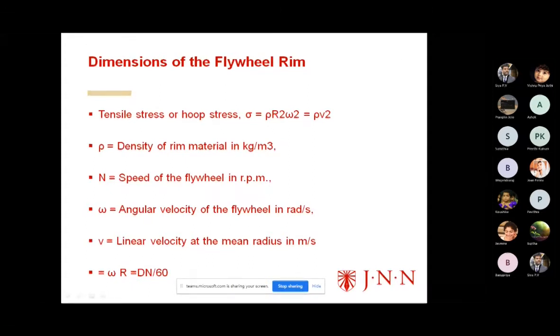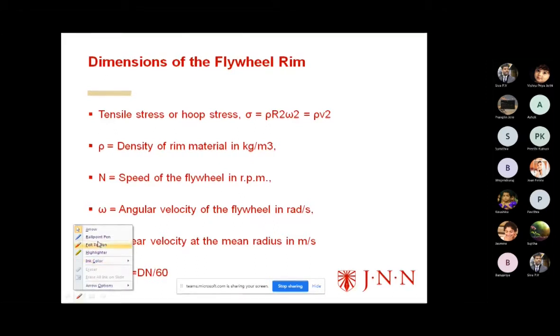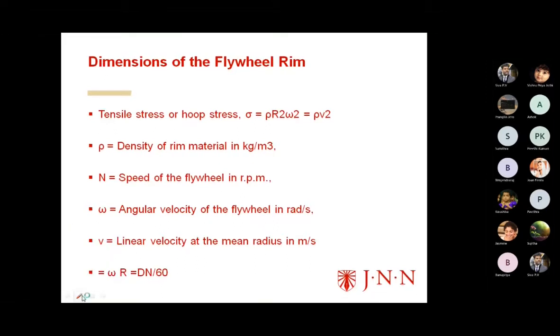Dimensions of the flywheel. So far yesterday we discussed the mass of the flywheel and the maximum fluctuation of energy. Now the dimensions of the flywheel: what will the dimensions be? The mass of the flywheel is known, but what about the thickness and the breadth of the flywheel? Now, tensile stress or hoop stress: sigma equals rho r squared omega squared, equals rho v squared.